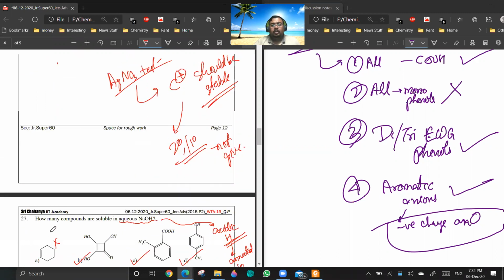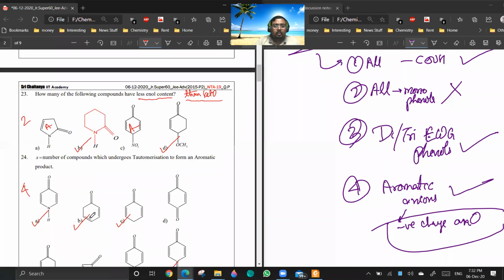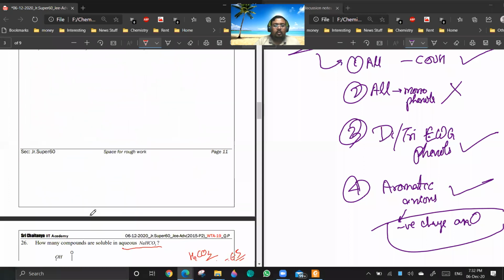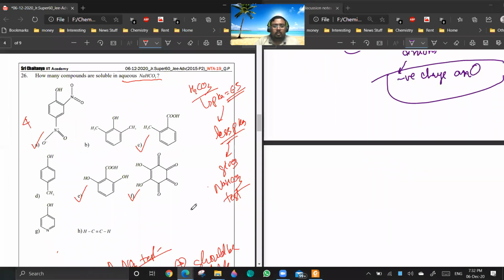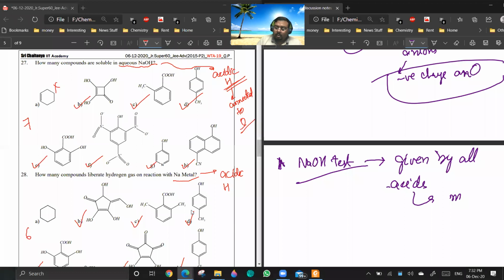Sir, criteria for NaOH and sodium test. Okay, 28. Now, when you're talking about the sodium hydroxide test, it is given by all acids which are more acidic than water. See, the definition of acid is that which has more H plus giving tendency than water. Are you getting a point? This means pKa should be less than 15.7.